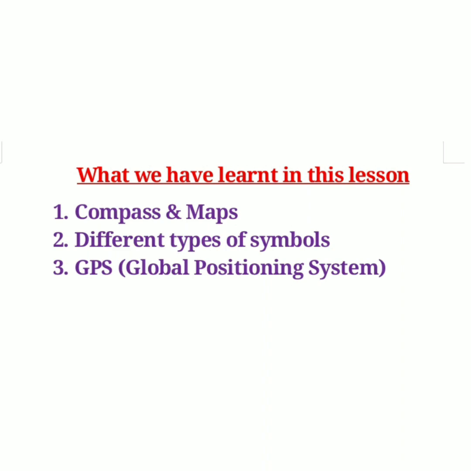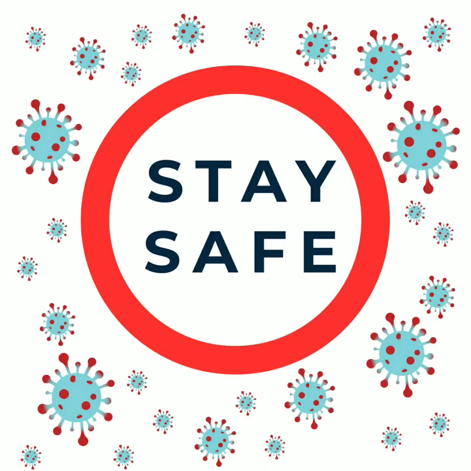What have we learnt in this lesson? About compass and maps, different types of symbols, GPS, Global Positioning System. I hope you have understood it well.